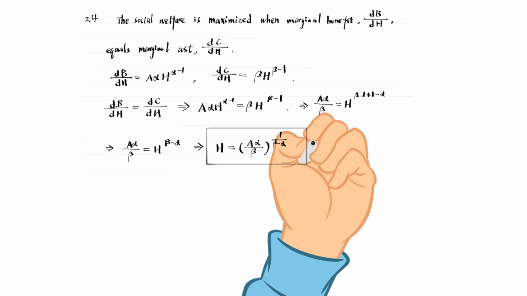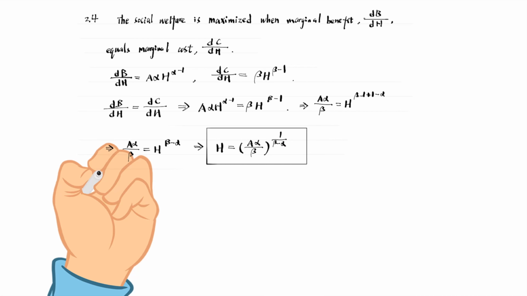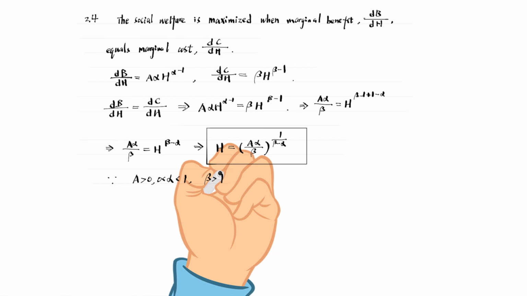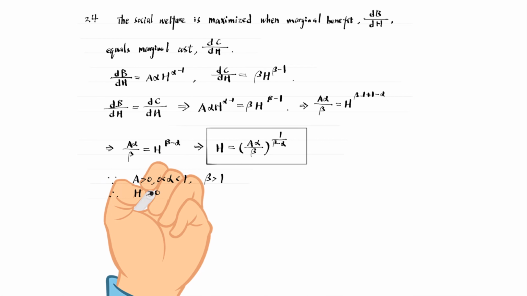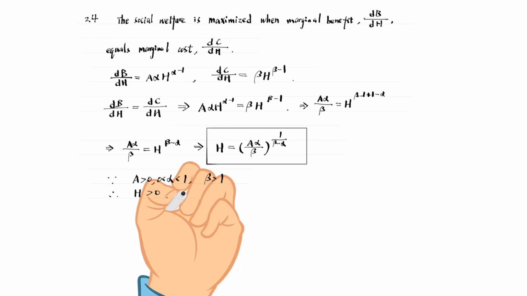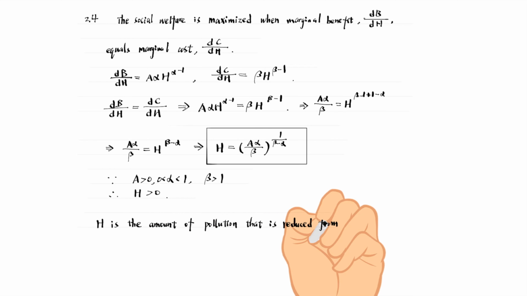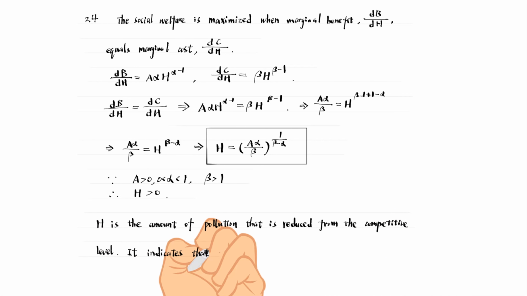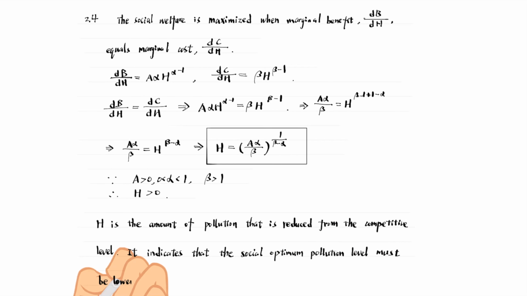Which equals A times alpha divided by beta to the power 1 divided by beta minus alpha. H is the amount of pollution that is reduced from the competitive level, and it is positive. It indicates that the social optimum implies that the social optimum pollution level must be lower than the competitive level.